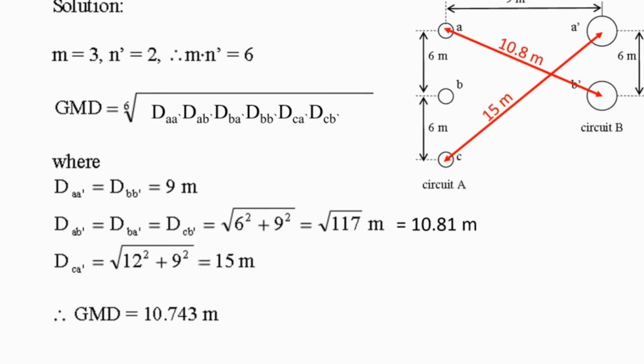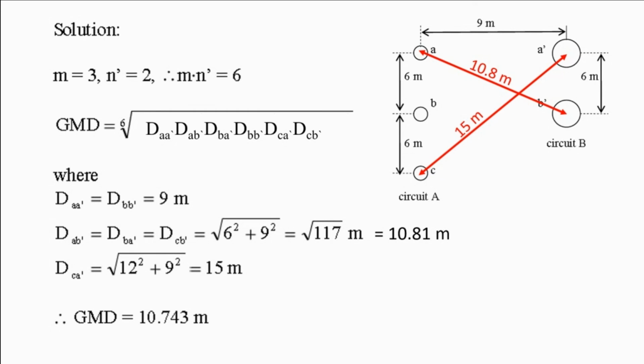Extremely simple. Is anything not clear for calculating the geometrical mean distance? Any question? Does anybody want me to repeat that?